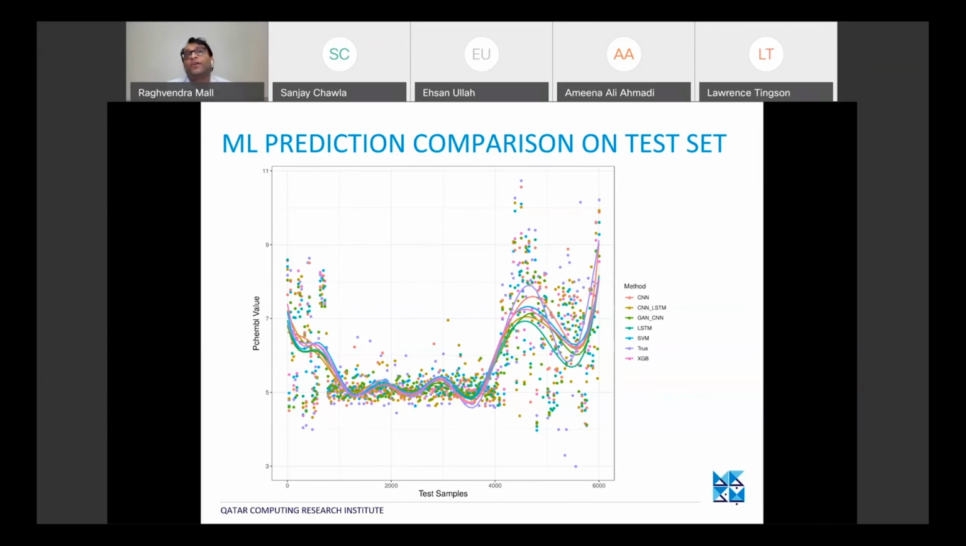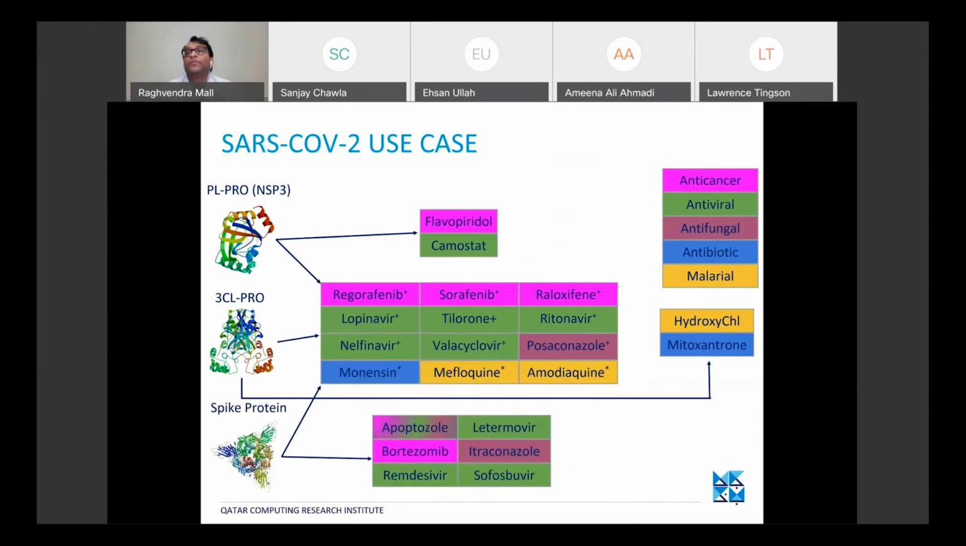Okay. So coming to the SARS coronavirus, what I'm showing you here is that for each of these 3 proteins which are of interest to us, as I mentioned earlier, the PL-PRO, that is the NSP3 protein, the 3CL, and the spike protein, we used all of these 7 methods that I have mentioned here and got a rank list of drugs for each of these methods.